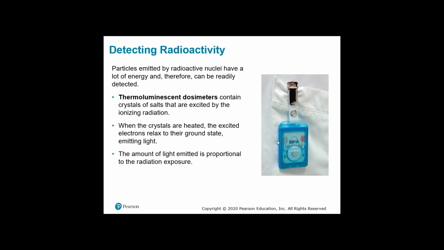Okay, so detecting radioactivity. Particles emitted by radioactive nuclei have a lot of energy and therefore can be readily detected. Thermoluminescent dosimeters: the name tells you what it does if you break down the words. Thermo is heat, luminescent is light. It's a dosimeter. I had to wear these in my physics lab. It's really small. You don't think it would do anything, so you just put it on until you understand what it's supposed to do.